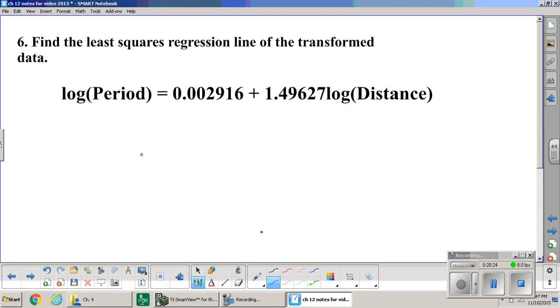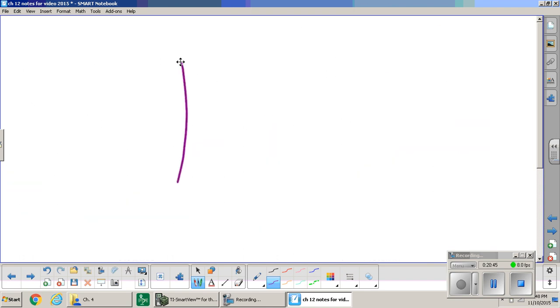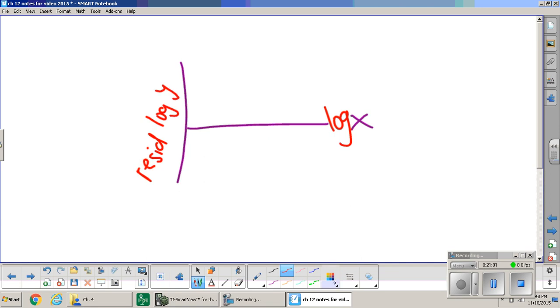Now, you probably wrote this as log y and log x. That's totally fine. But the point is, you got a fantastic r, you got a fantastic r squared. You still need to make your residual plot. When you make your residual plot for this, your x-axis, of course, is not the x's anymore. Very good, I heard someone say log x. And this is now the residuals of log y.